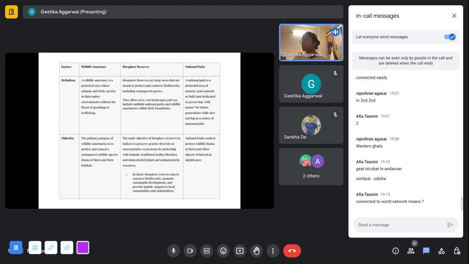In short, the biosphere reserves aim to conserve biodiversity, you are promoting sustainable development, and you're providing support to the local communities and the stakeholders. The local communities basically means the tribes that are found in that area. So you're trying to support them as well, you're trying to protect them in that particular area so that no other industries or humans can set up or urbanize that area. Okay?